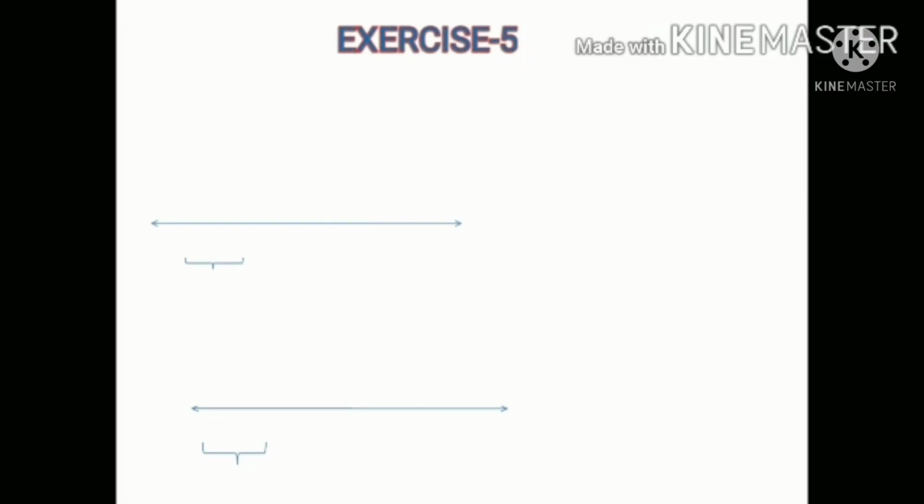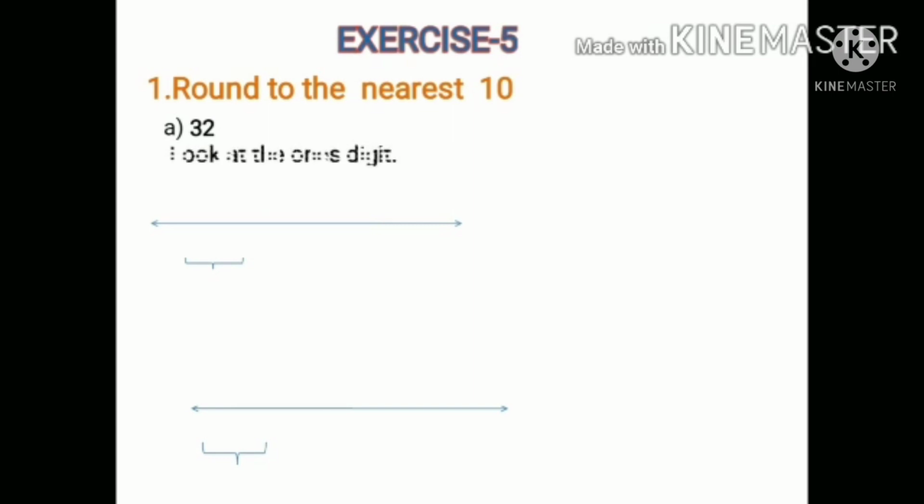Exercise 5 from the textbook. First, let us round the numbers to the nearest tens. The first problem is 32. The number 32 lies between 30 and 40. Now look at the digit in the ones place. It is 2 and it is less than 5. According to the rule, when a digit is less than 5, the number will be rounded down.